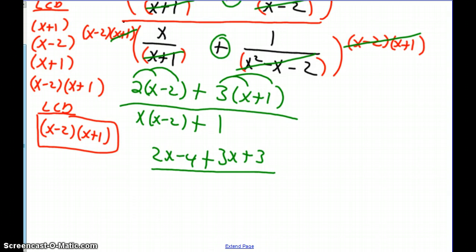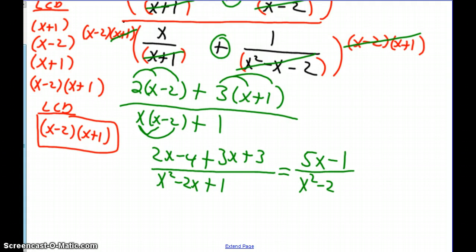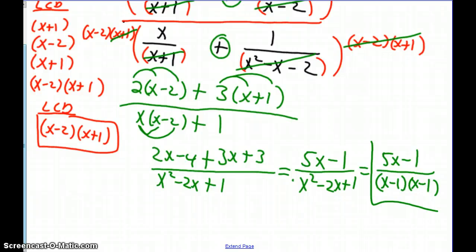And then you distribute this, right? x squared minus 2x, and then plus 1. Combine your like terms on the top, you get 5x minus 1. And on the bottom you have x squared minus 2x plus 1. You can factor the bottom if you want to. It becomes 5x minus 1 over x minus 1 times x minus 1. But there's nothing in common that they have, therefore that's your answer.